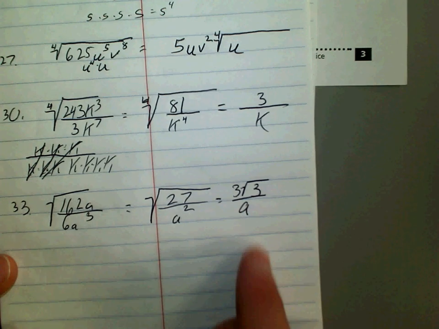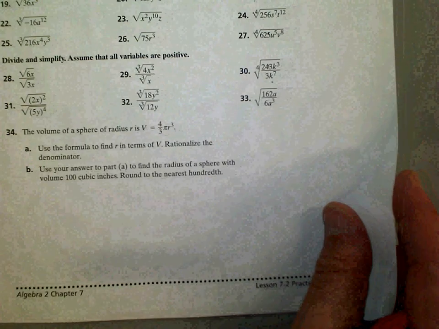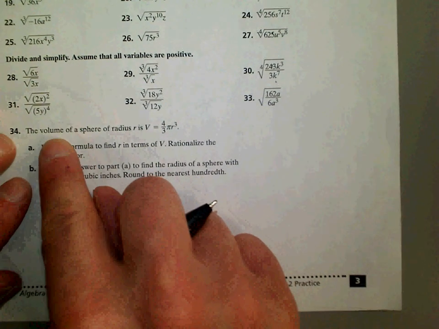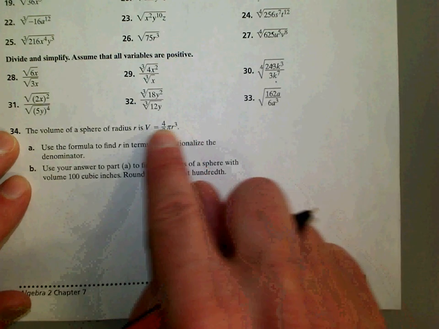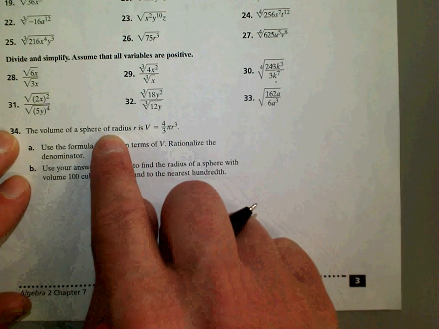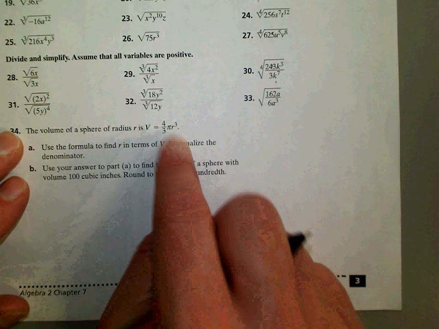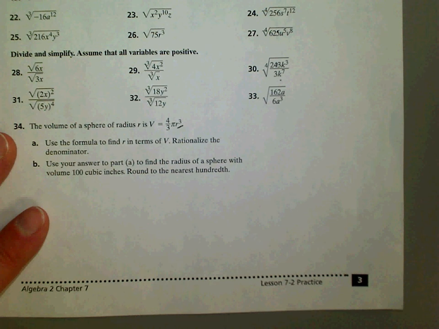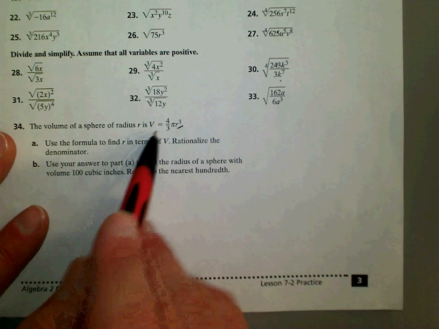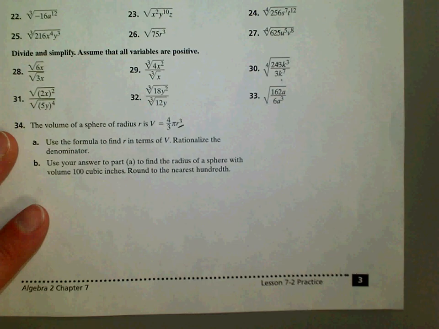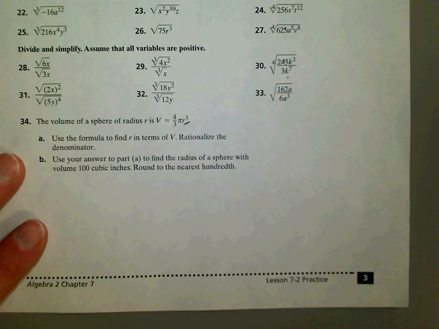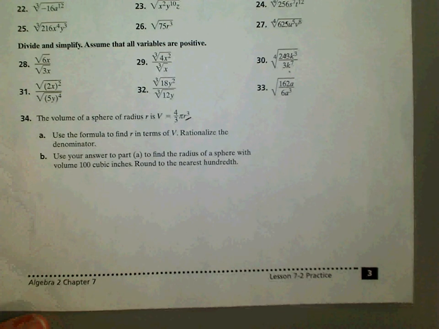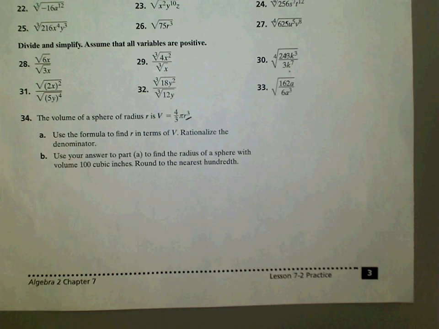Okay, that leaves us 34. Take the volume of a sphere of radius r. The volume of a sphere of radius r is this equation. So if you happen to know the radius of a sphere, you would know its volume. I think this is really kind of interesting. We're gonna look at this. Just a second.